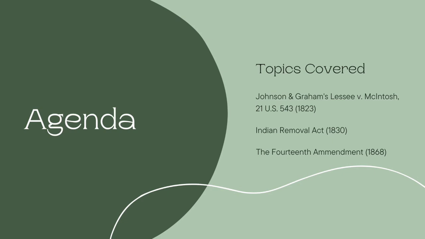Hello everyone, this is Soren Erwich, and today I'll be speaking about three main laws that resulted in the stealing of native land. The laws I'll be speaking about today will be the Johnson and Graham's Lessee versus McIntosh, 21 U.S. 543 in 1823, the Indian Removal Act of 1830, and the 14th Amendment.